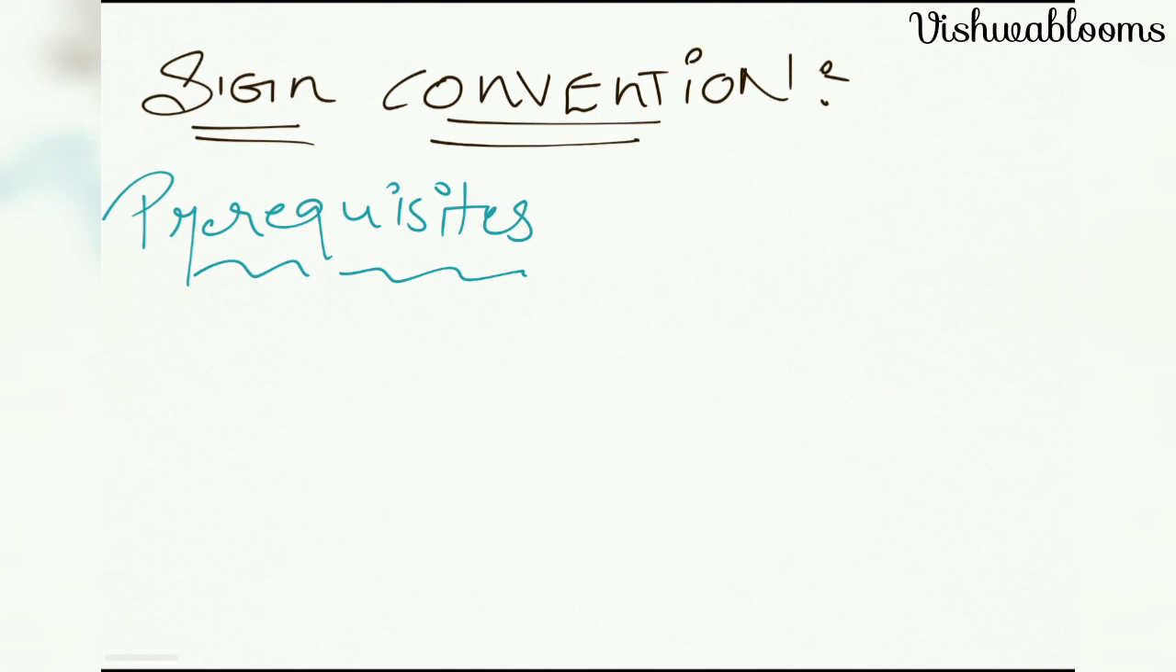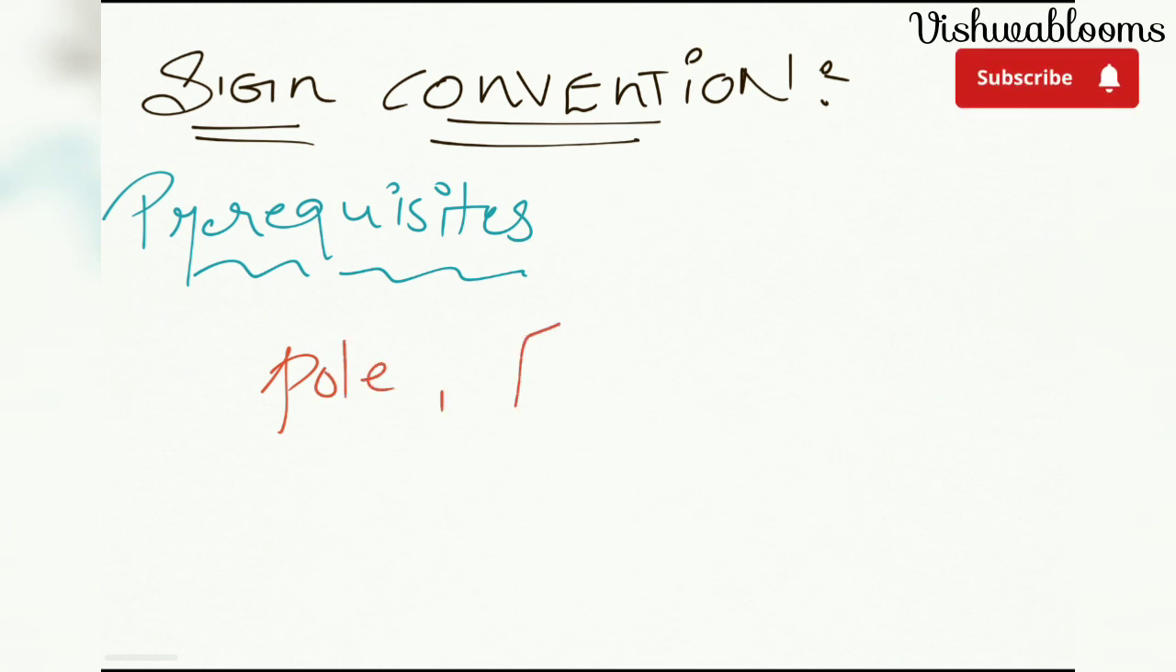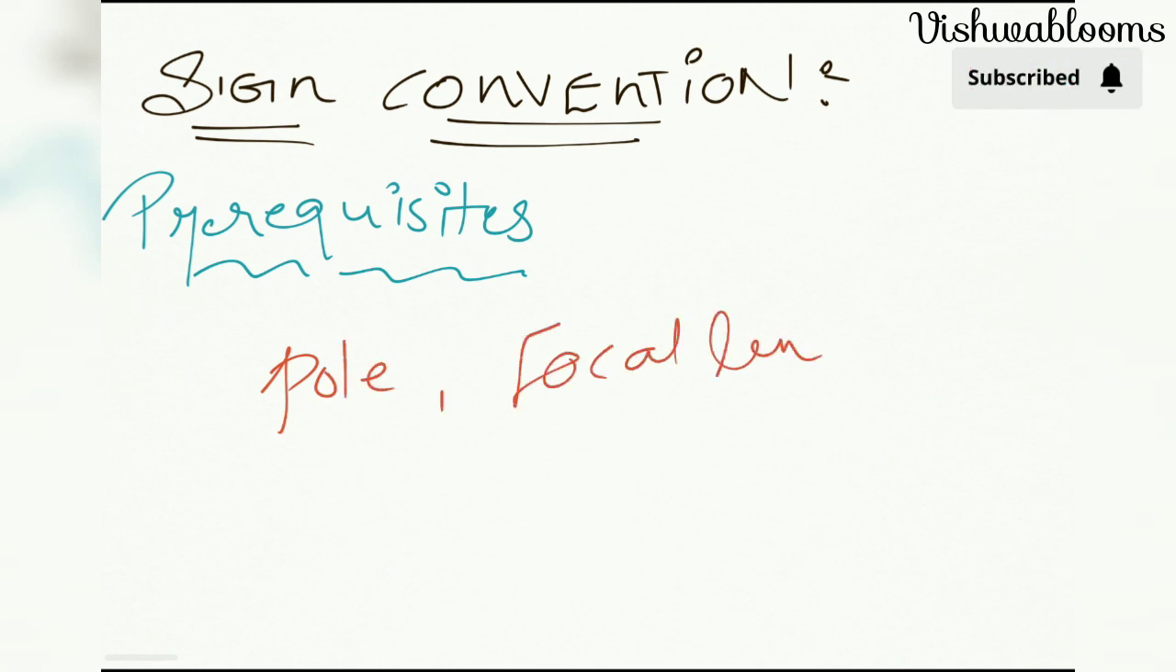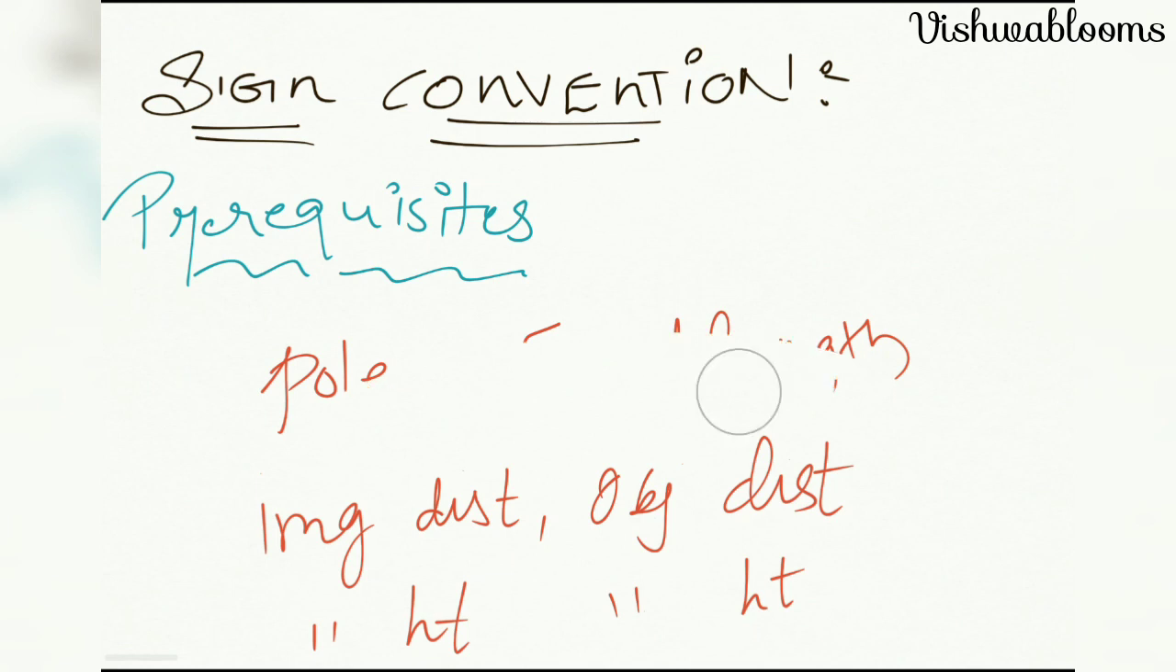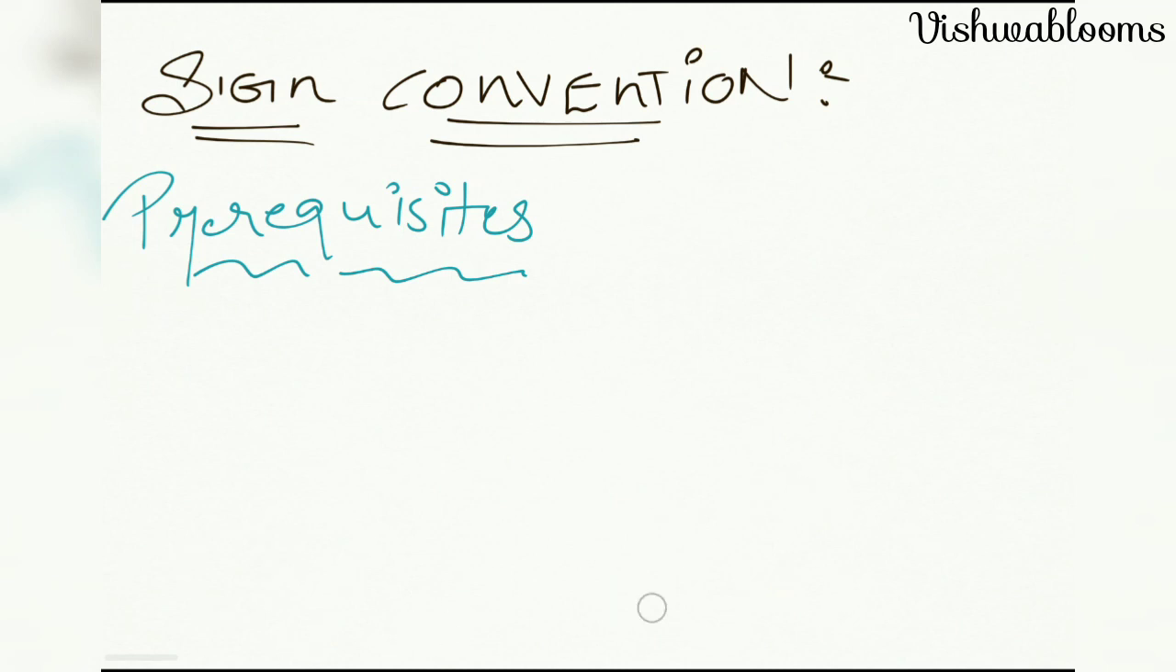First and foremost, you should know what is pole, you should know what is focal length, and you should know what is the image distance. You should know the object distance. These are very much necessary. You should also know the image height and object height. Now we will see where they are actually. Let's see how to measure them and where they are located in the particular mirror.